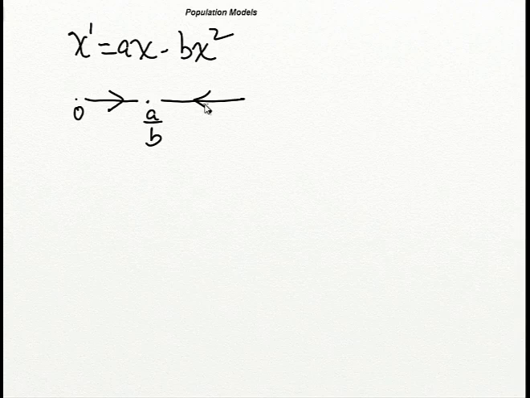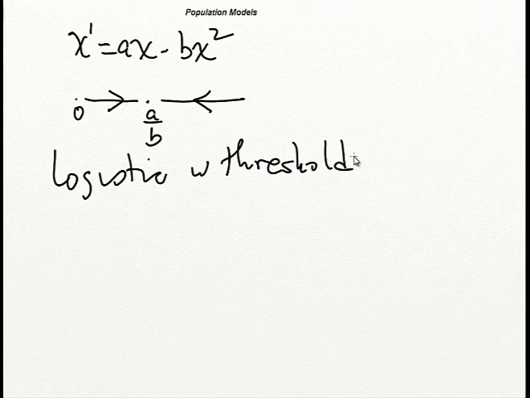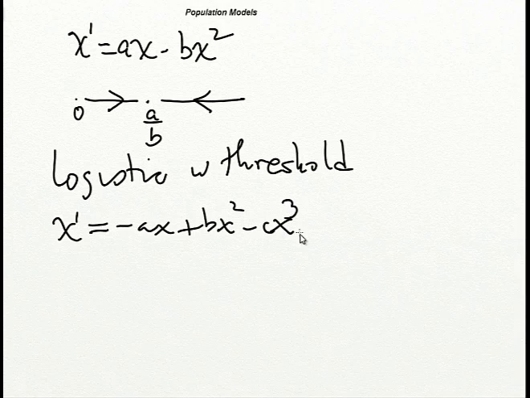Even more realistically, we can change the logistic model to a so-called logistic with threshold model. So logistic with threshold. But in any event, the model is as follows. X prime is equal to minus ax plus bx squared minus cx cubed. And again, a, b, and c are positive constants.